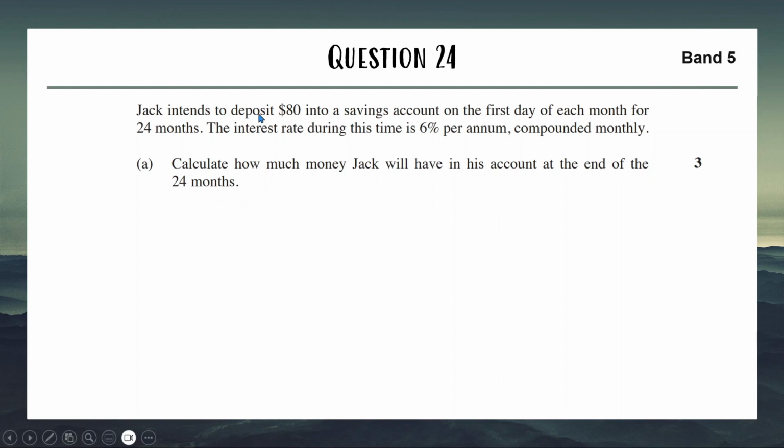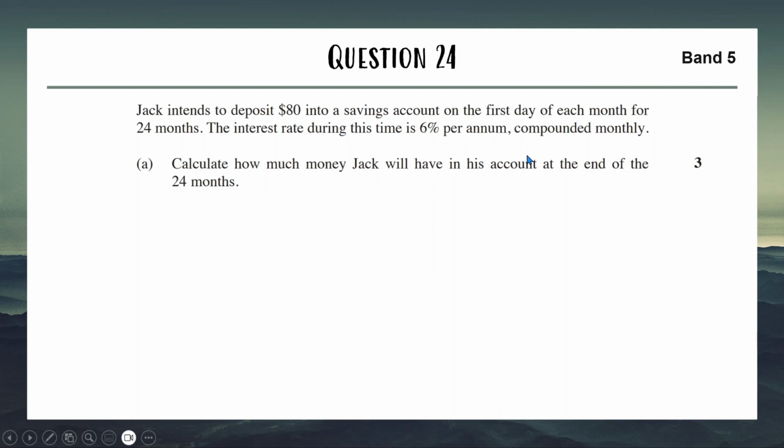We have Jack depositing $80 into a savings account on the first day of each month for 24 months. Interest rate is 6% per annum and we are compounding monthly. We want to find how much money we will have at the end of 24 months. Okay, so we're trying to find the final value of this annuity over 24 months.